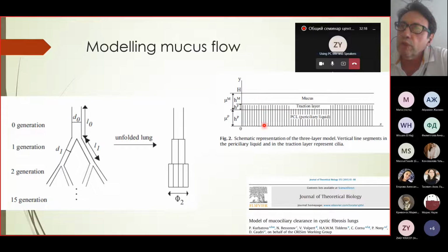It's already mucus. So the cilia are basically inside this periciliary liquid, the low viscous liquid. But they enter the mucus a little bit. So when these cilia move, they push mucus because they are a little bit inside the mucus. This is how it happens.